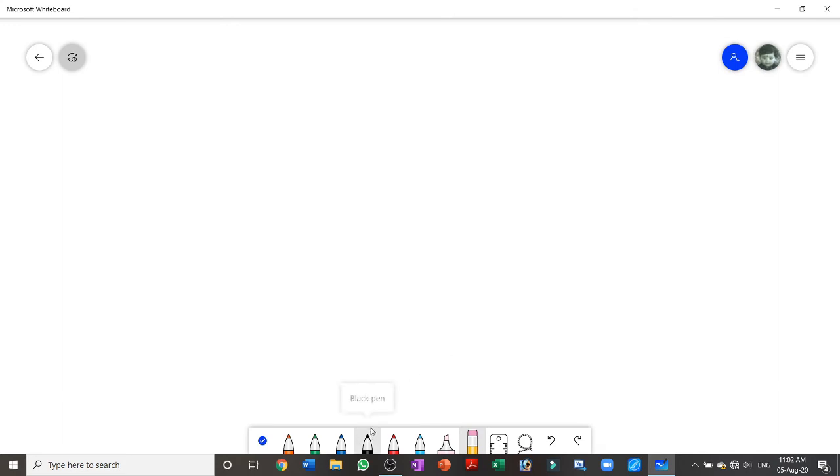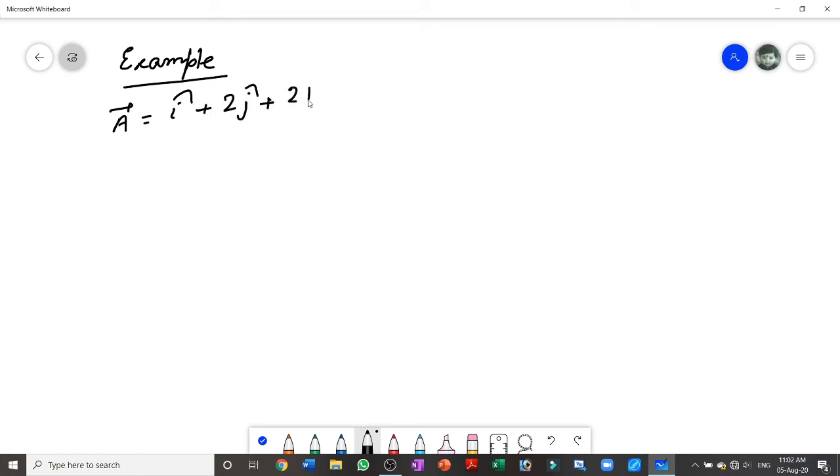Okay, now let us check an example. Let vector a be given as i cap + 2j cap + 2k cap and vector b be given as 2i cap - j cap + k cap. You have to find the angle theta between a and b.